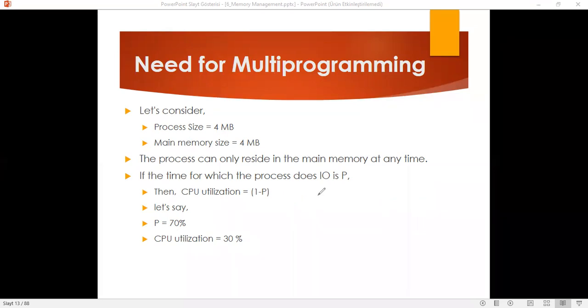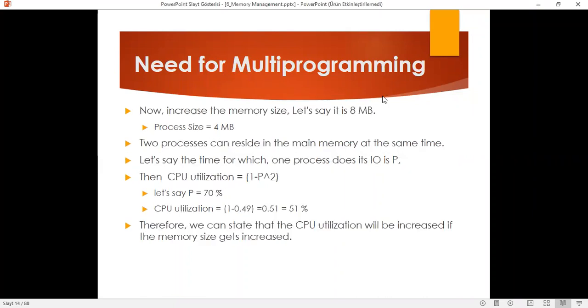Okay, I'm going to just. Yes, you are saying something or? No, I said P to the power 2. Yes, exactly. Yes. Take a moment.